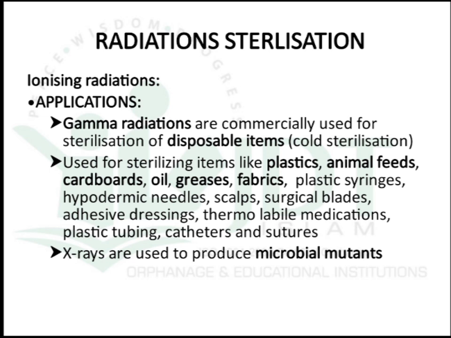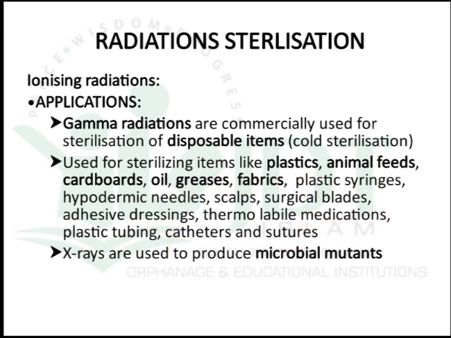There is no increase in temperature in this method, so it is also known as cold sterilization. Now coming to the application of ionizing radiation, gamma radiations are commercially used for the sterilization of disposable items, and it is used for the sterilization of items like plastic, animal feedings, cardboard, oil, grease, fabrics, plastic syringes, hypodermic needles, scalpels, surgical plates, adhesive dressings, thermolabile medications, plastic tubing, catheters and sutures.